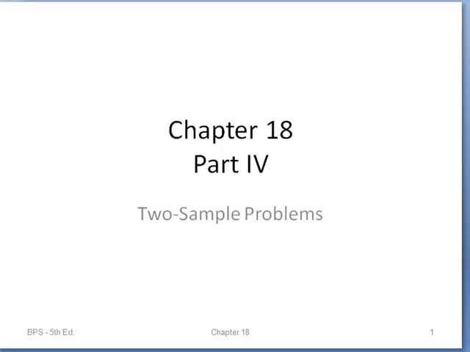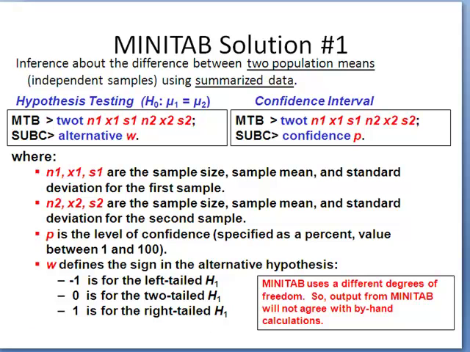Welcome back to Chapter 18, Part 4, Two Sample Problems where the samples are independent. Last time we talked about the MINITAB solution when we were given the summary data, and this was the basic commands that you would use.